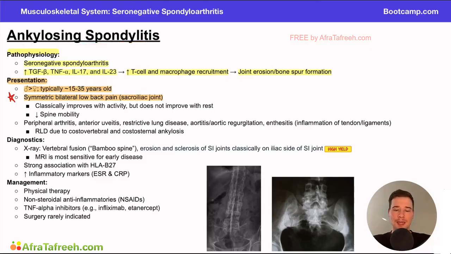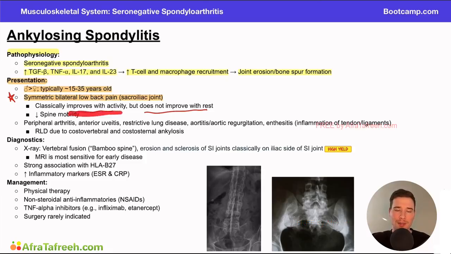Now, in question stems, again, they want to give you classic presentations. So often they'll talk about how this improves with activity, but does not improve with rest. If we think about musculoskeletal pains, right? Let's say we pulled a muscle in our back. Typically, we expect this to get better with rest and worsen with activity. But here we see the opposite, and that's why this is super, super important.